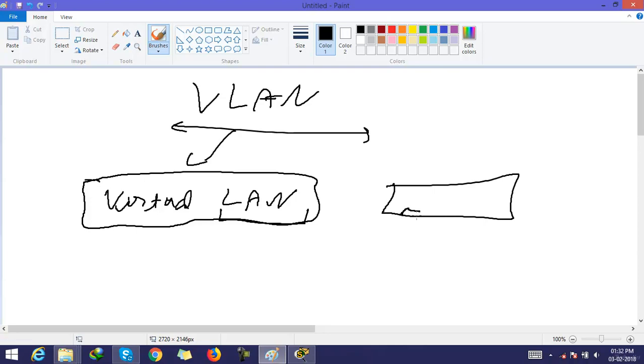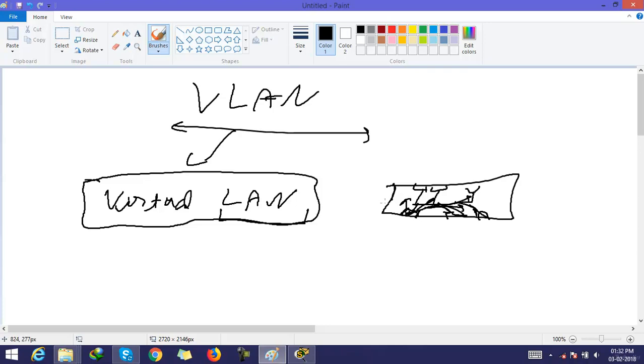this is a switch. A switch has multiple ports. These ports are internally connected with each other. If this port broadcasts a packet, each and every port on the switch receives that broadcasted packet.